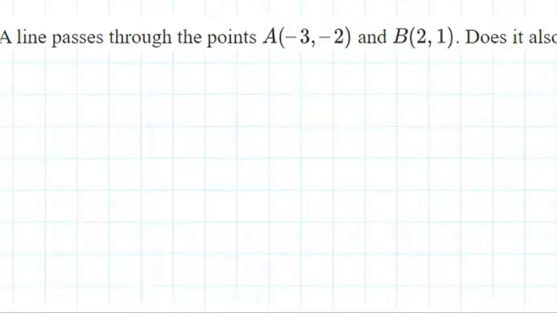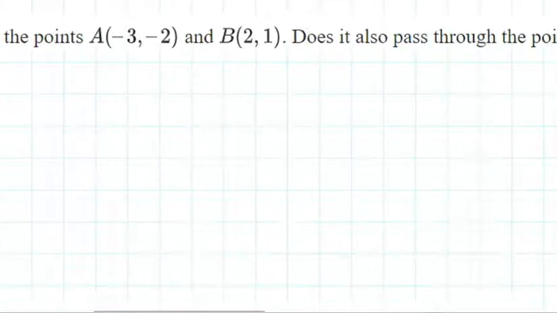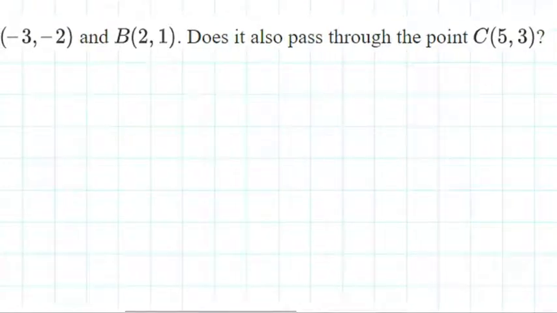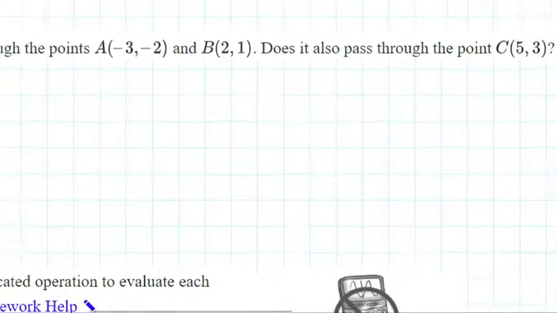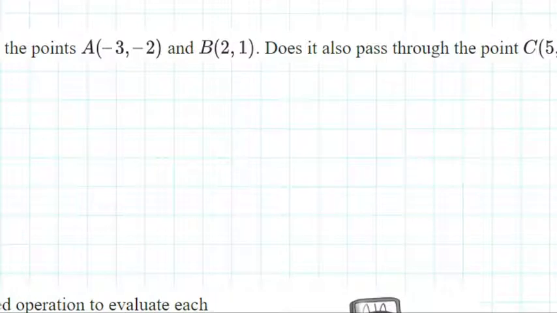This next question says a line is going through the point -3, -2, and it's going through the point 2, 1. I'm told that it passes through those two points. And then I'm asked, does it also pass through the point 5, 3? So I'm going to think about this one purely graphically today.